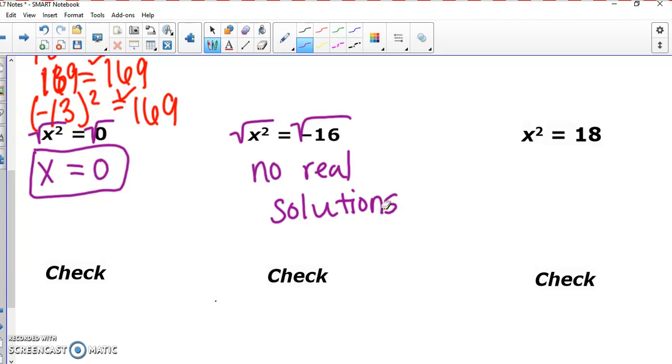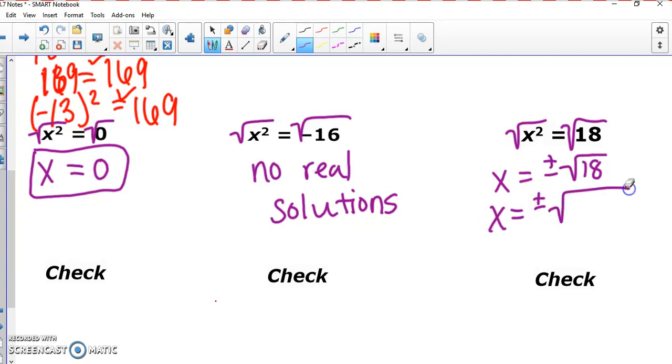Okay, and then the last one on this page, again, we're going to take the square root of both sides. We're going to have x equals the positive or negative square root of 18. And then, again, if I try to punch in square root of 18 into my calculator, it's going to give me a decimal. So all I can do is just simplify that.